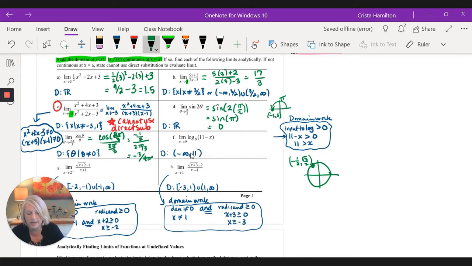All right, we can look at our log here. 9 is in the domain, and log functions are continuous on their domains. So we can use direct substitution. So we're going to do the log base 8. And again, I'm only not writing the limit because by direct substituting, I am actually taking the limit. 11 minus 9 is going to be 2. In my head, doing arithmetic.